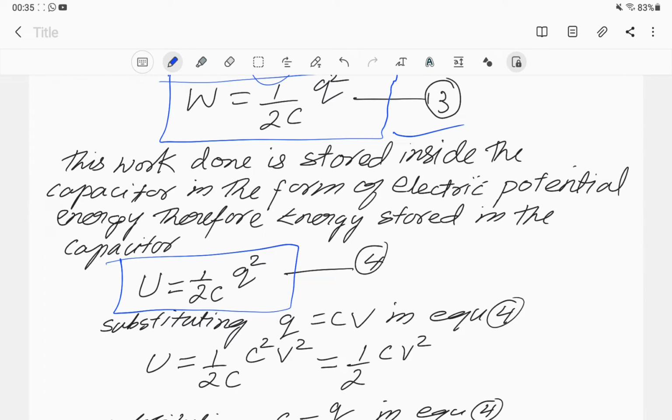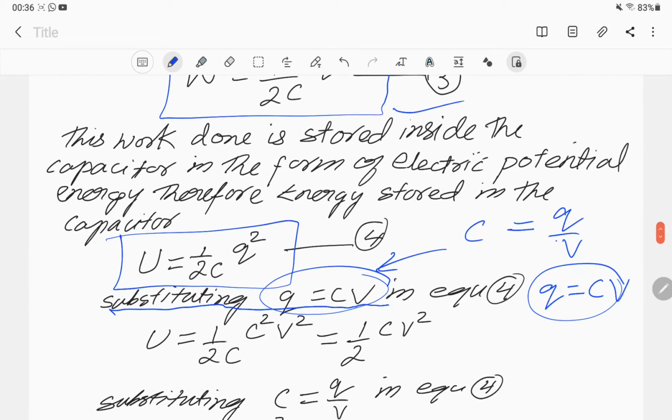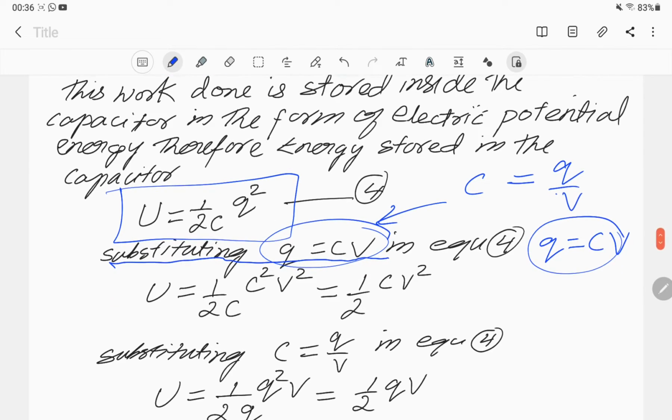Now substituting Q equal to CV, which we get from C equal to Q by V. In place of Q just put CV, so Q squared becomes C squared V squared. From here one C and one C will cancel, so we will get 1 by 2 CV squared.